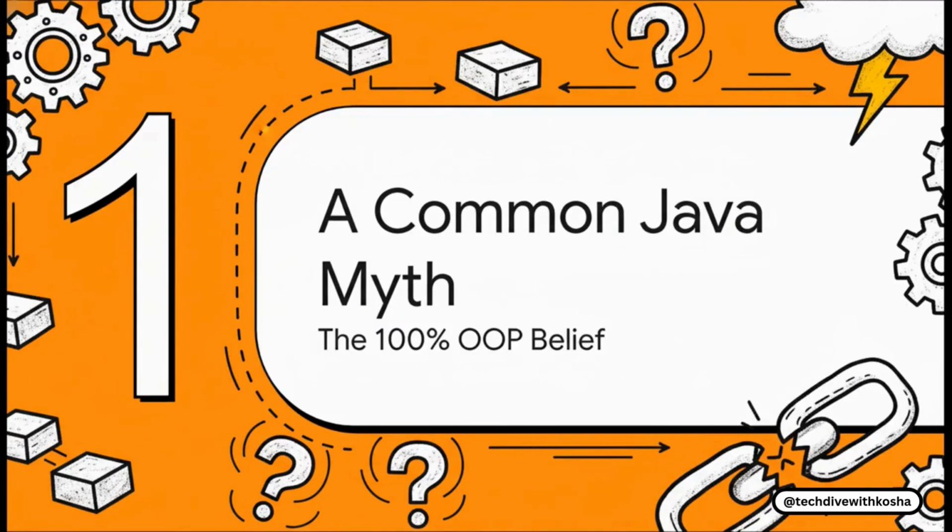So, what's the big myth? Well, you hear it all the time. Java is built on classes and objects, so of course it's 100% object oriented. And yeah, it sounds logical, right? But it's actually a massive oversimplification.